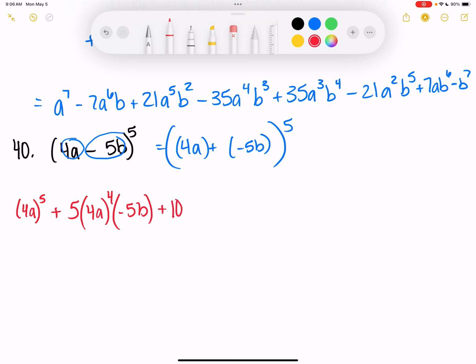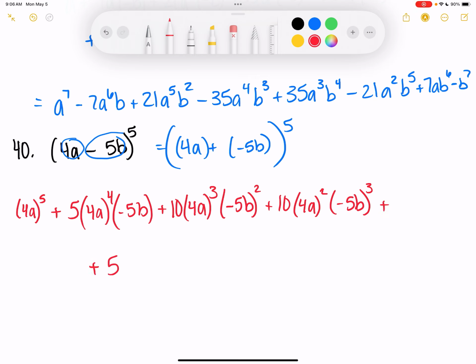plus 10. First term cubed, so 4a cubed. Then negative 5b squared plus 10 times first term squared, so 4a squared, times negative 5b cubed, plus, I'm going to go down to the next line here, 5 times first term, 4a, times the last term, negative 5b raised to the fourth, and finally the last term raised to the fifth power, so negative 5b to the fifth.